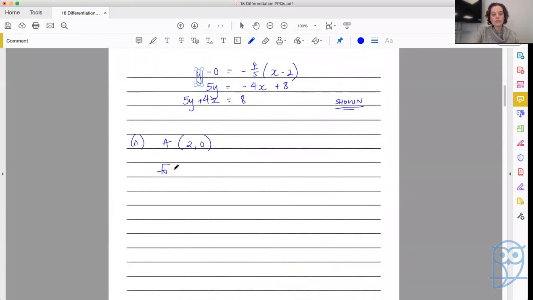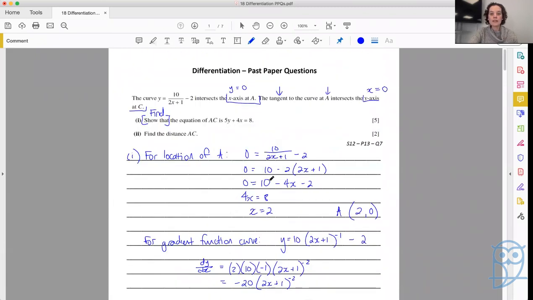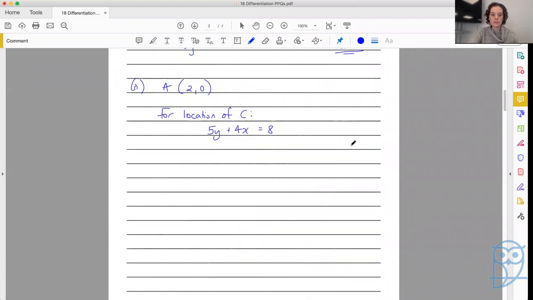For the location of C, we have 5y plus 4x equals 8. We are cutting the y-axis, so x equals 0. At x equals 0, 5y equals 8, so y equals 8/5. So now we've got the point C is (0, 8/5).